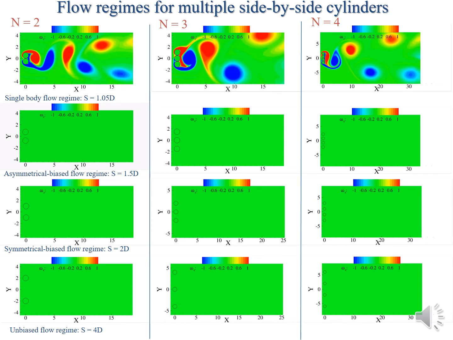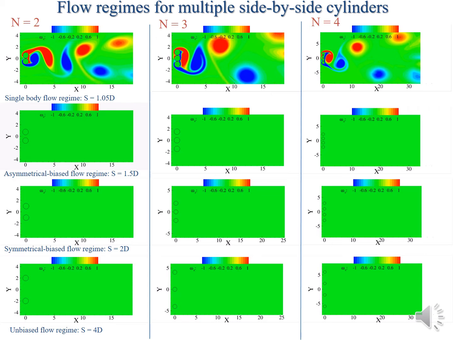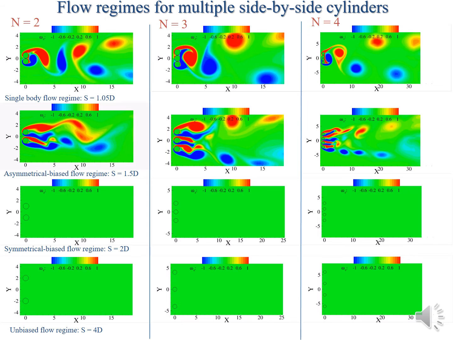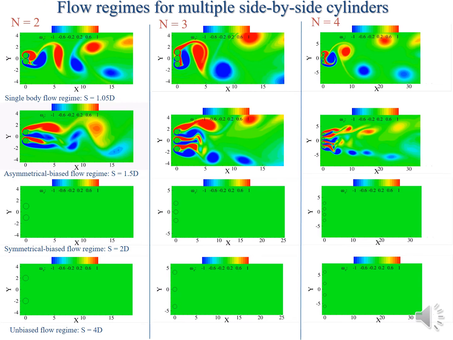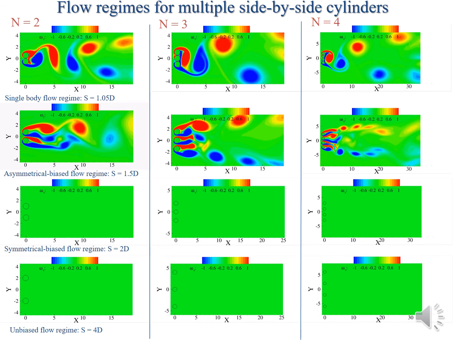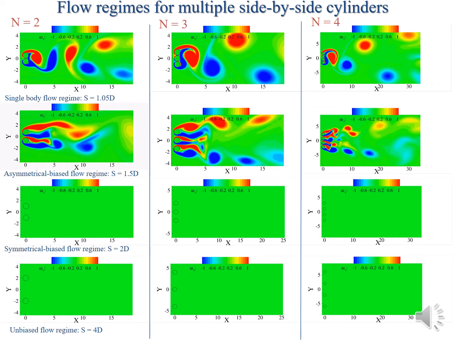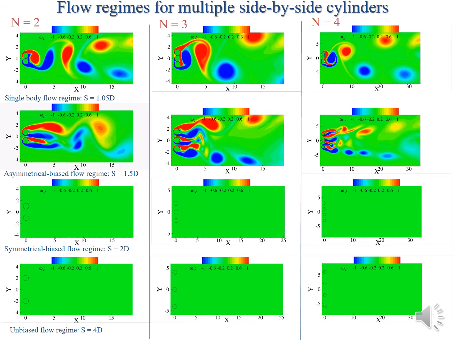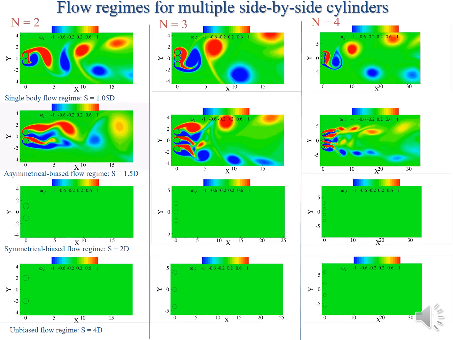There is really not much difference as you increase the number of cylinders. Then we are going to increase the gap ratio to about 1.5 in what we call the asymmetrical biased flow regime. And we find now that every cylinder is behaving pretty independently. It is not really a single body, but there is a huge interaction between the cylinders. And we find that there is actually a deflection.